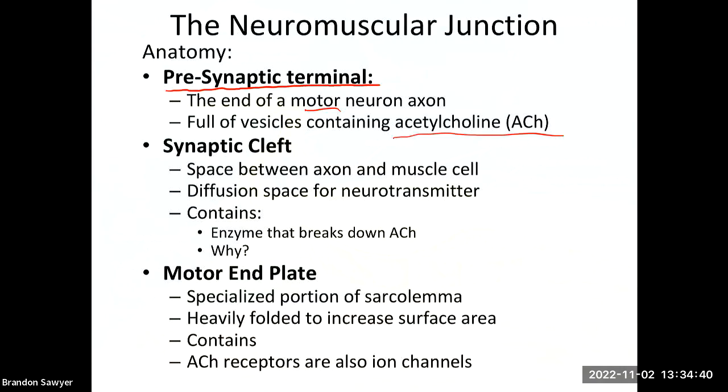Acetylcholine is definitely one of the most common neurotransmitters throughout the whole body. You see a lot of it in the brain as well. We'll talk more about other neurotransmitters at the end of the semester. But yeah, so that's the one side. That's the nerve side of the neuromuscular junction.